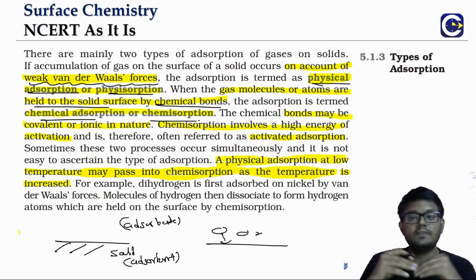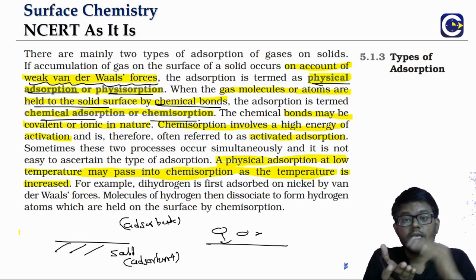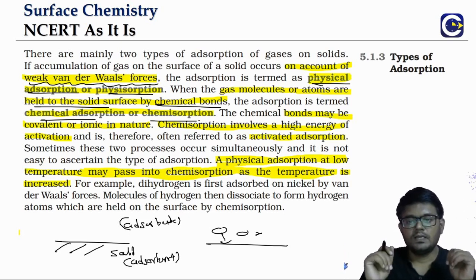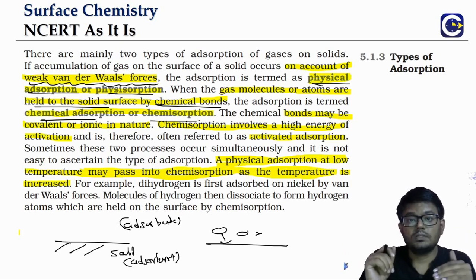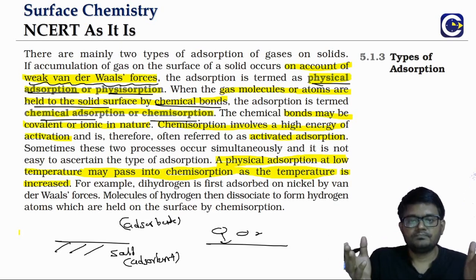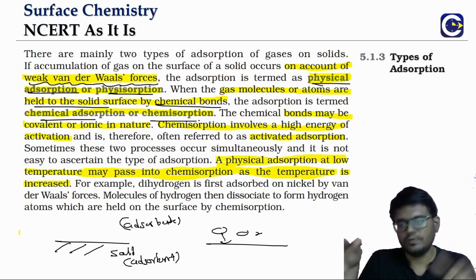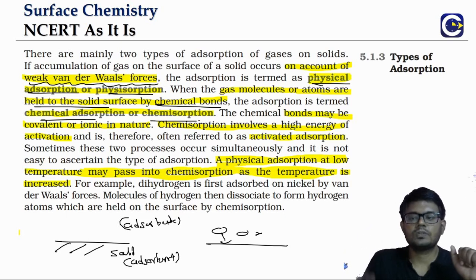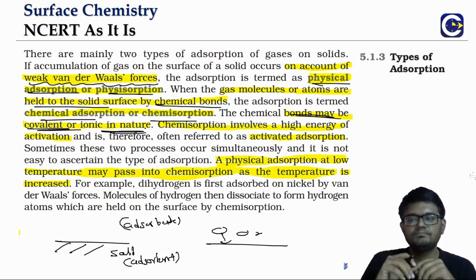So we will see what are the differences between the two. Chemisorption, when you want to have a chemical bond, means it will be very selective. The molecules or atoms of the adsorbate should form a bond, which means it will be selective. It will not be generic. Physical adsorption will be generic, so there will be no selectivity. But chemical adsorption will be very selective. So we will see the differences also. The chemical bonds may be covalent in nature or they may be ionic.